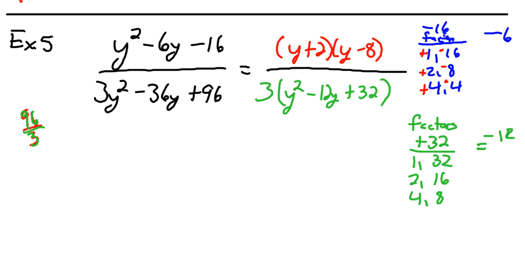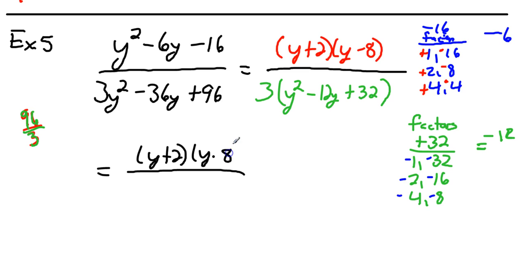All right, the b term is negative. So that means the bigger number has to be negative. And if you do a positive divide by negative, the other number is also going to have to be a negative. So the pair that will get you to negative 12, that's the 4 and 8. All right, so if we put it all together, we've got y plus 2, y minus 8 on the top. On the bottom, we took out the 3, and now we're going to have a y minus 4 and y minus 8.